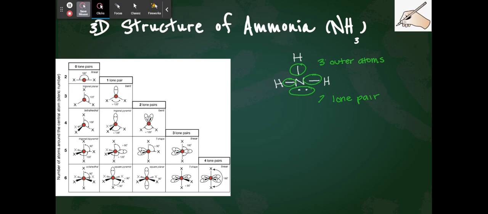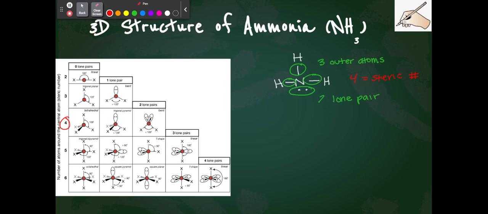Okay, so I have 3 outer atoms and 1 lone pair. So what that means is I am looking for 4 things sticking out. So 3 plus 1 is 4. That is our steric number. So if I look in my rows here for my steric number, I'm going to look for 4, and here it is. And then I'm going to look at the top of each column for how many lone pairs I have. And I see that ammonia only has 1 lone pair.